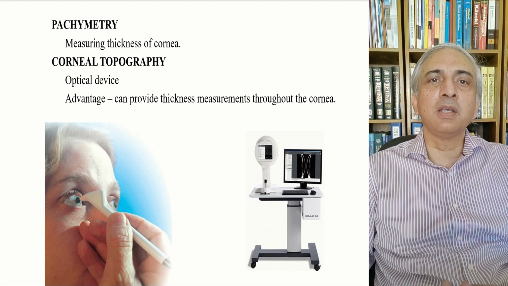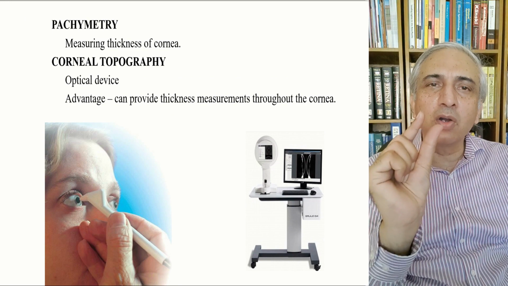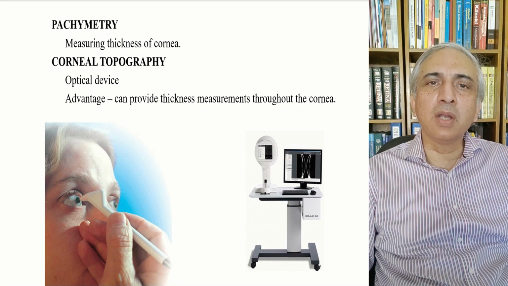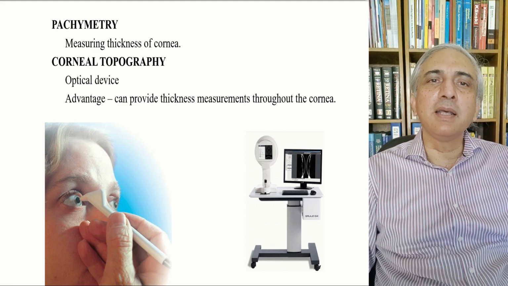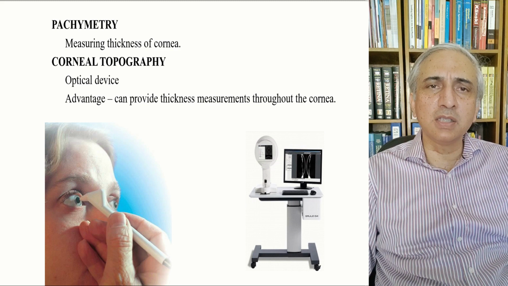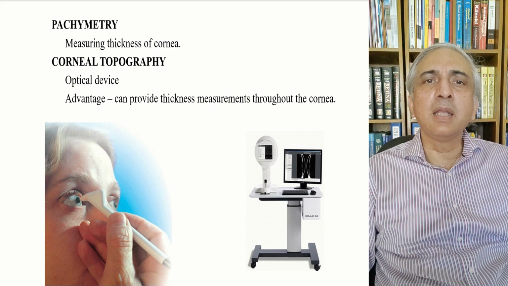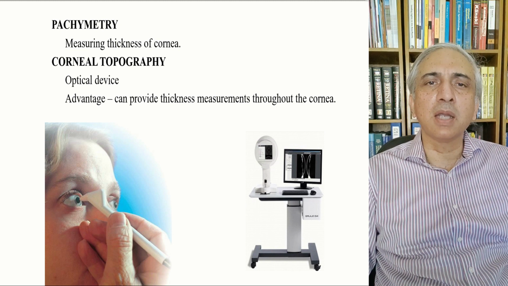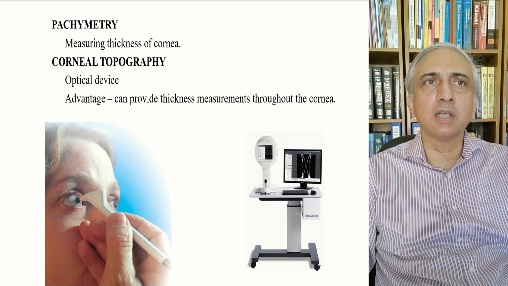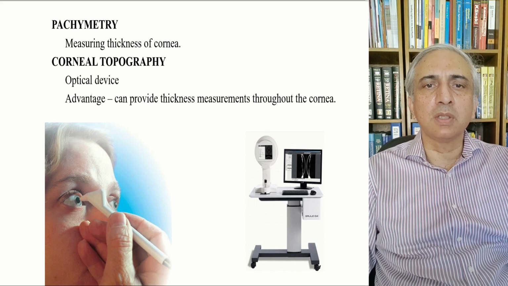Then the most important thing is pachymetry, because you need to know how thin the cornea is, because you need to calculate the residual bed thickness of the cornea. If you do surgery and the residual bed thickness is below a critical limit, then the patient is more liable to get ectasia or keratoconus. Then you need to check for corneal topography, which we've discussed before. The advantage is it can provide thickness measurement throughout the cornea.